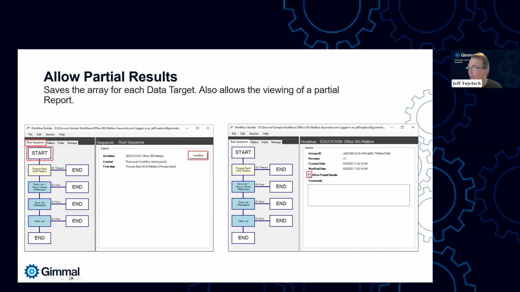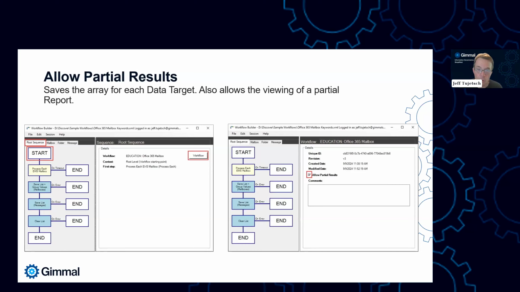What this does is saying, as you process each mailbox, write it out to a file, get it out of memory. So this way now we have all that, and at the end, we'll go read that file to be able to produce the reports. So I always recommend turn on allow partial results at all times.